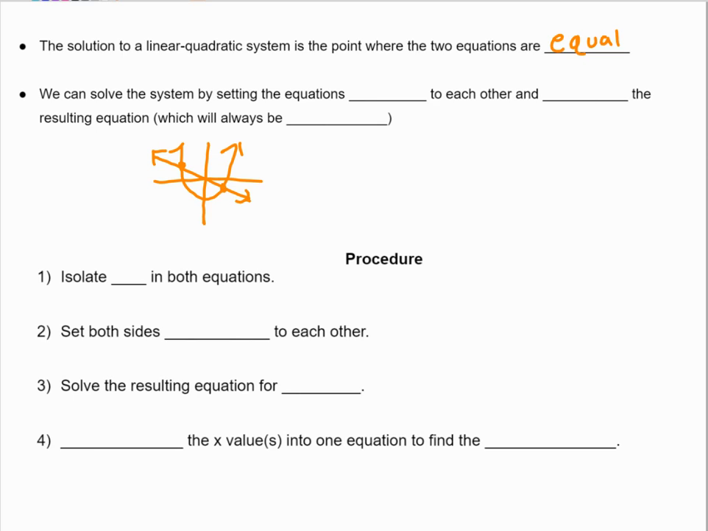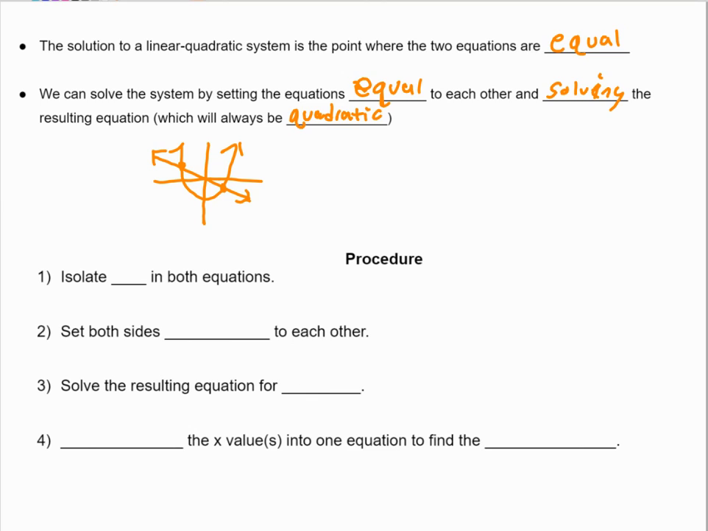What we're going to be doing today is the same thing. We're just going to be doing it algebraically without a graph. So what we can do is solve this system by setting our equations equal to each other and then solving the resulting equation. And that resulting equation will always be a quadratic equation.